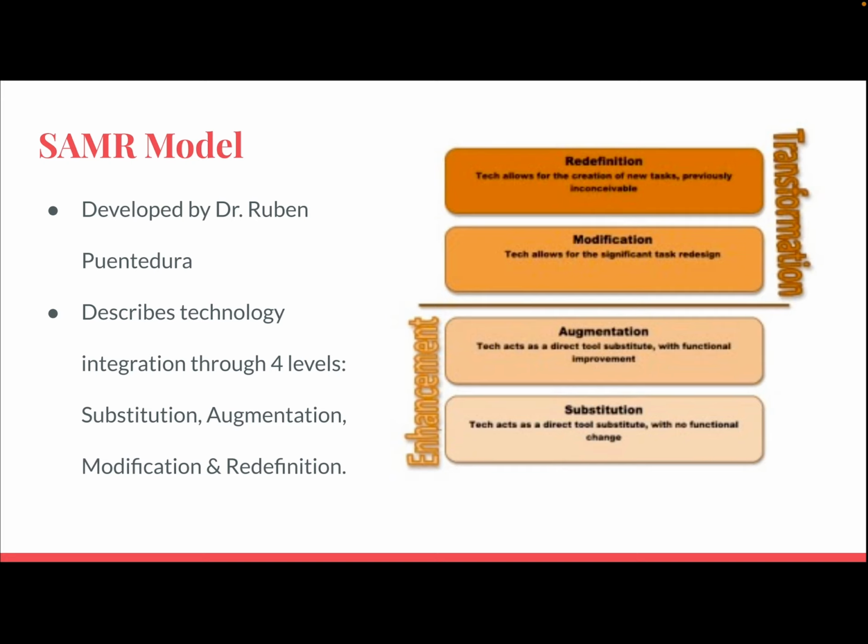Substitution is when technology is used as a direct substitute for what you might do already. Augmentation is when technology is a direct substitute, but there is functional improvement over what you did without the technology. So the tech acts as a direct tool with functional improvement. Next, modification is when the technology allows you to significantly redesign the task. And redefinition is when the tech allows for the creation of new tasks, which were previously not possible.